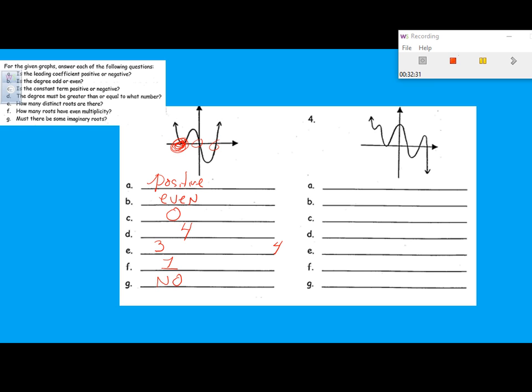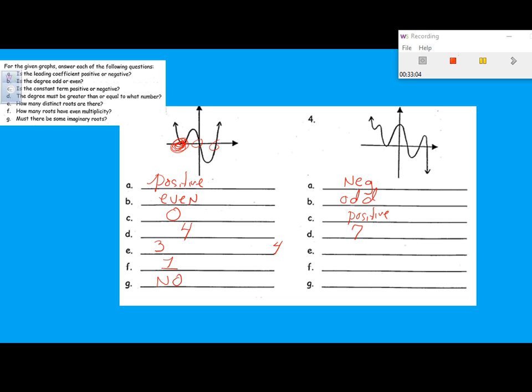And then, of course, the last one, the right side's going down, so it's negative. One side's up and one side's down, so it must be odd. The constant term is above the origin, so it must be positive. The degree must be greater than or equal to 1, 2, 3, 4, 5, 6, plus 1 is 7.